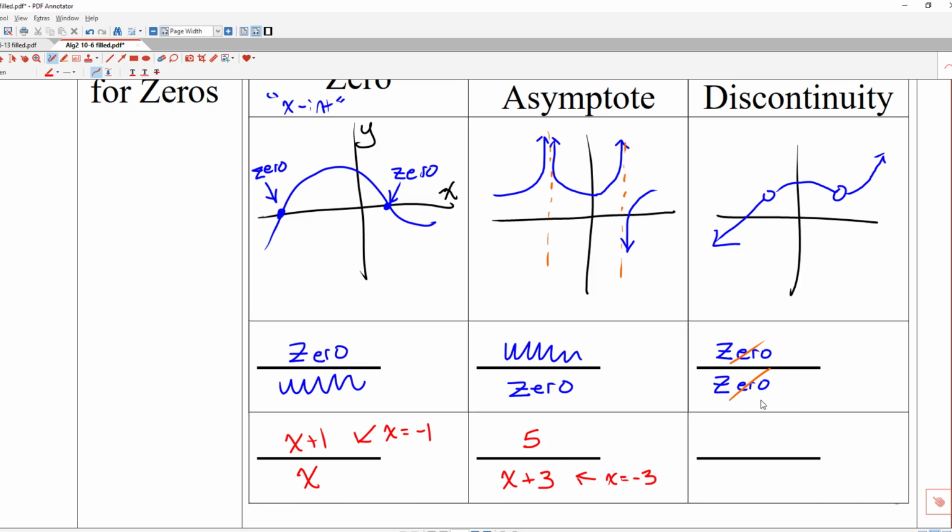And what would be an example of a removable discontinuity? Something like x minus 2 over x minus 2. That would have a removable discontinuity at x is equal to 2, because again, you're setting those equal to each other, and they are the same on the top and the bottom.